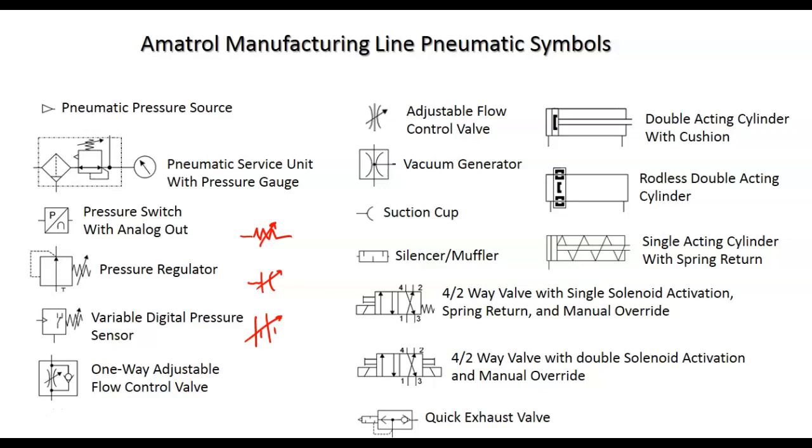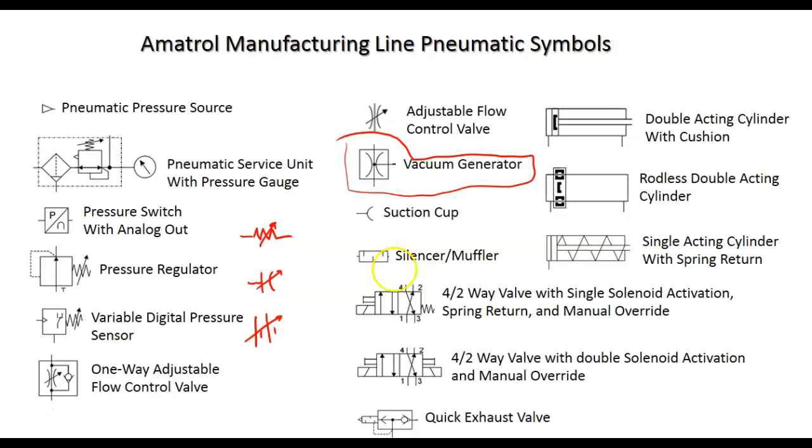This is adjustable flow control. So you can see all they've done on a one-way is combine an adjustable flow control with a check valve. This is the vacuum generator. We have both of these on both manufacturing lines. What this does is take a flow and convert it into a vacuum, so it's got to be moving, right?